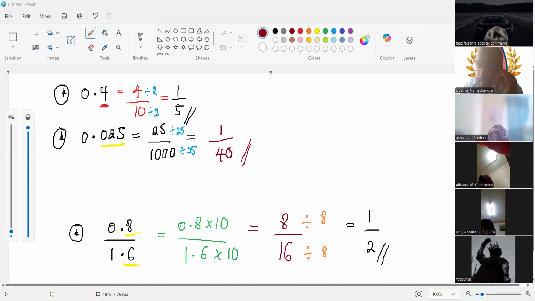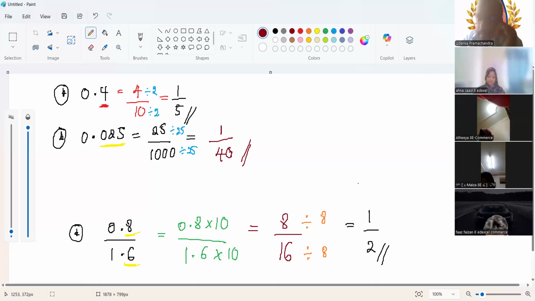You can use a calculator sometimes, but I do not recommend calculators always. In the exam you can use a calculator, it doesn't matter, but I do not recommend it always.